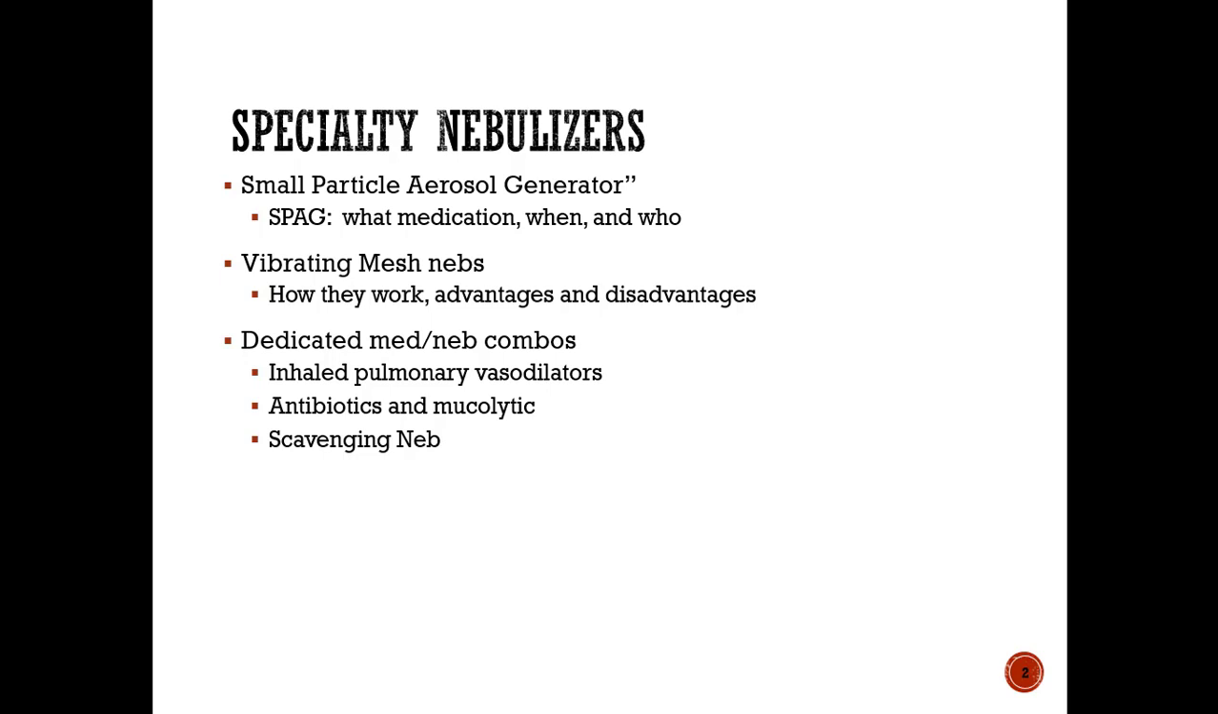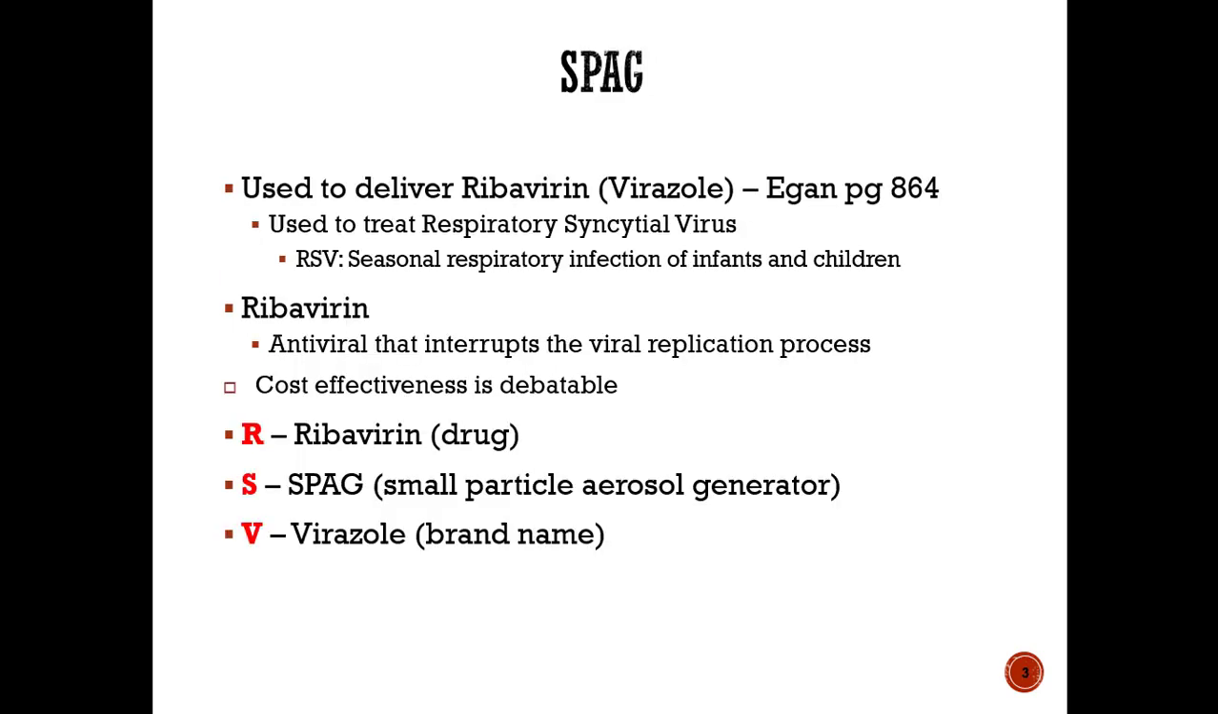So we're going to do like a quick little blurb about it, but just know that what I tell you, throw it on a flashcard and file it in that random bank of information that you're going to use once, and then it'll probably end up being not something you use again. Vibrating mesh nebs, how they work, advantages, disadvantages, and then we talk about different nebulizers that are just for very, very specific medications. So the SPAG, this is your screenshot of everything you need to know about the SPAG.